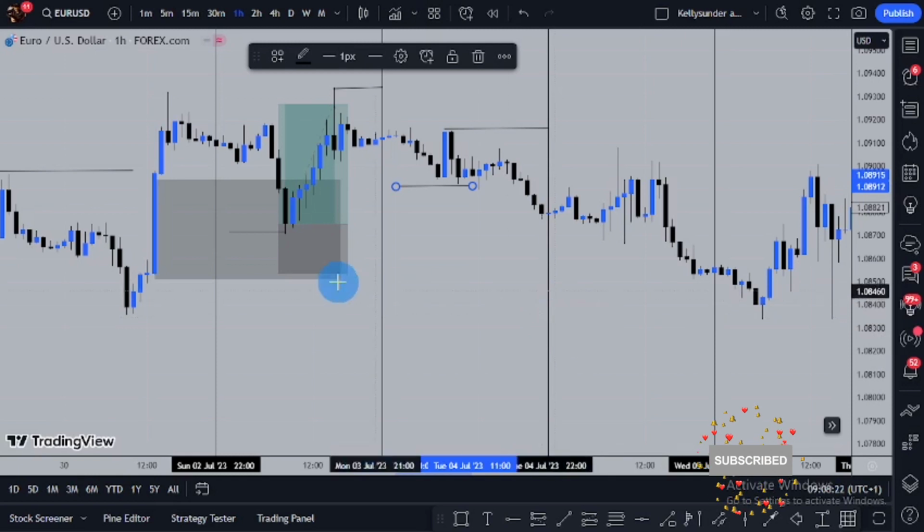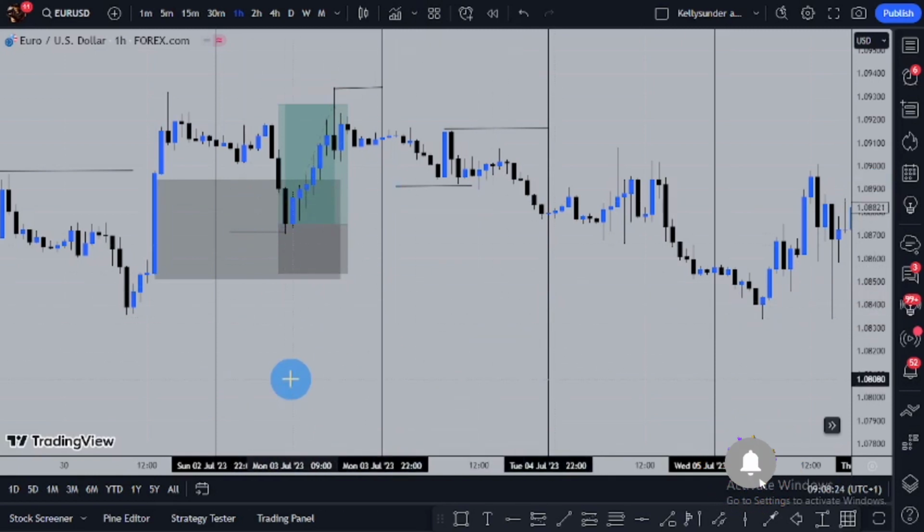Because now focusing on time in trading really matters. Okay, you really have to focus on time. Time really matters. In fact, it's time before price, right? Time before price.